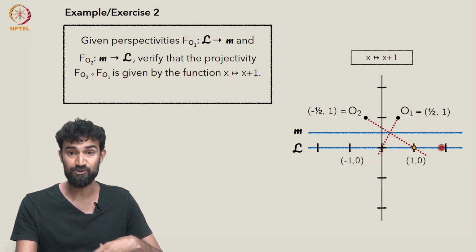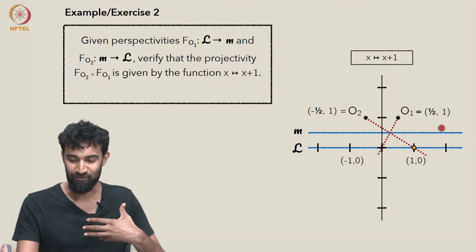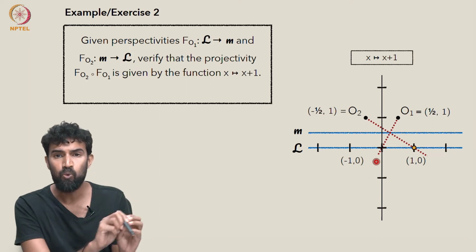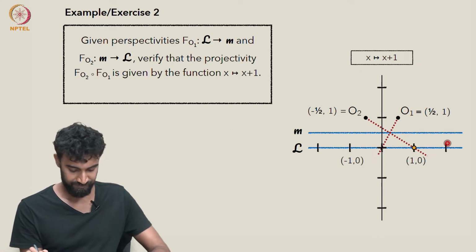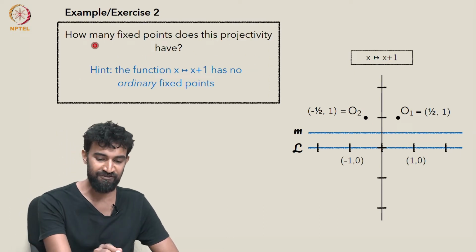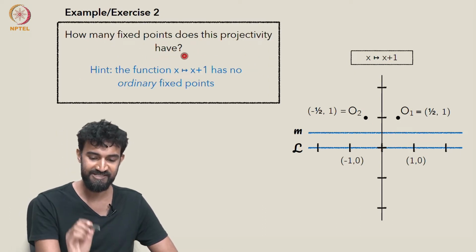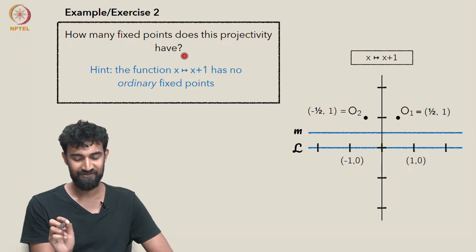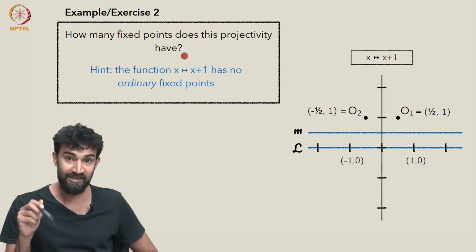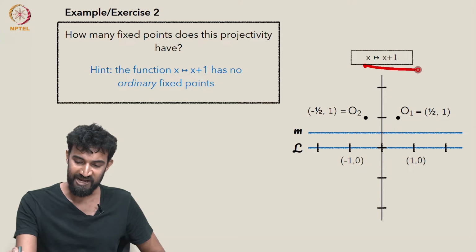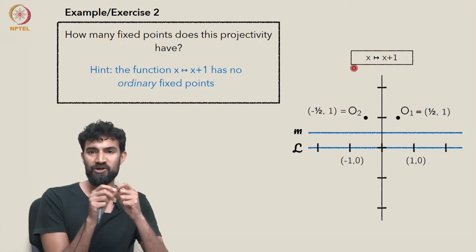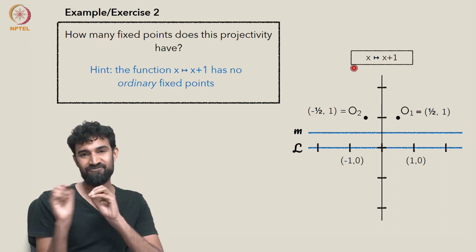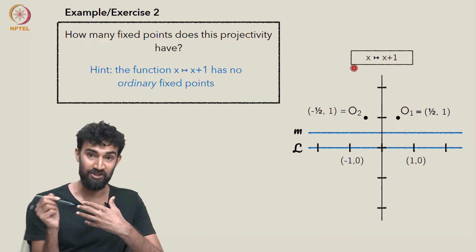It'll be useful if you work out 2 or 3 examples, you'll get a better sense of why this is taking every point to 1 point further, why it's translating points along this line. How many fixed points does this projectivity have? As a hint, the translation function, x goes to x plus 1, has no ordinary fixed points. Every point gets shifted along and nothing is fixed on the real line.